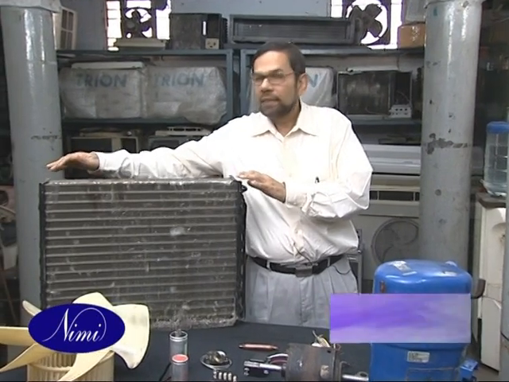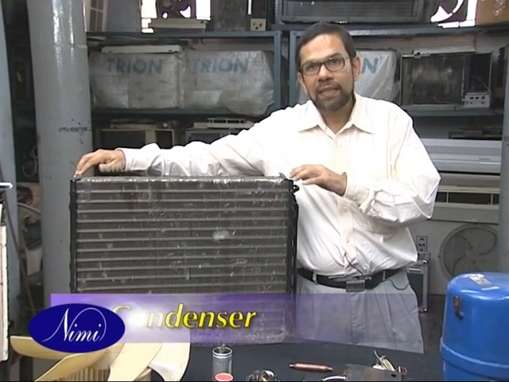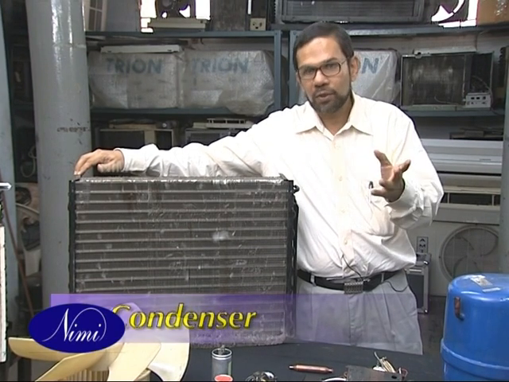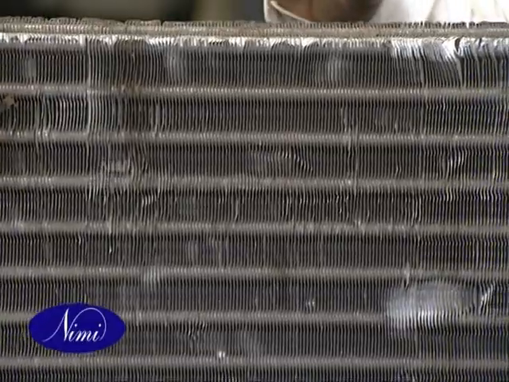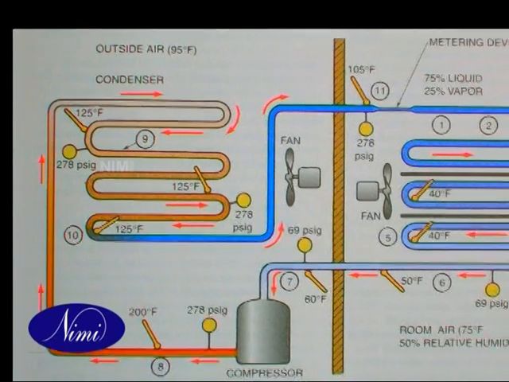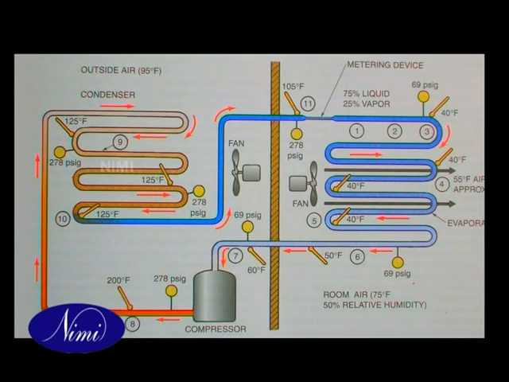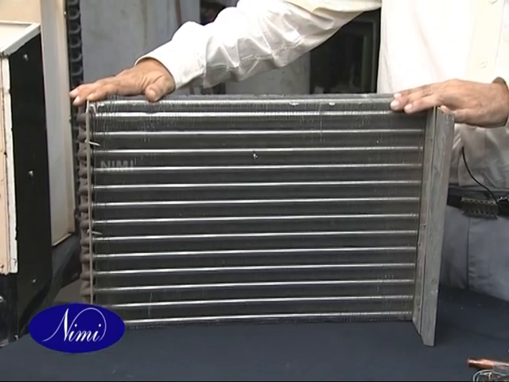The condenser is a heat exchanger in a window air conditioner, where the heat is rejected into the atmosphere. It has aluminum fins on copper tube, and with the air blown over it, the heat is rejected out to the atmosphere. Now we'll talk about the evaporator coil or the cooling coil.